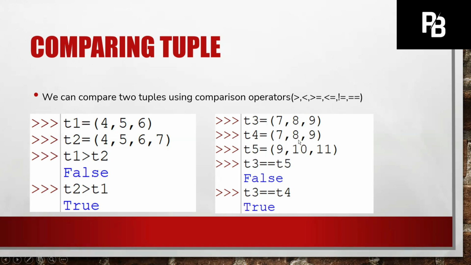And we can use any comparison operator: greater than, less than, greater than or equal to, less than or equal to, not equal to, double equal to. You can use any comparison operator for the comparison of tuples.